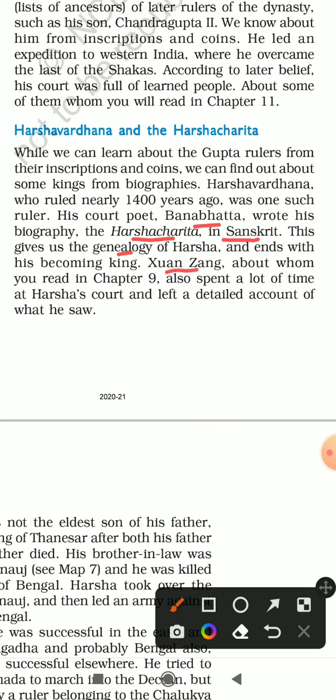Xuan Zhang, about whom we read in chapter 9, also spent a lot of time at Harsha's court and left a detailed account of what he saw. So, apart from getting information from Harshacharita, we also get information about King Harshavardhana from the accounts of Xuan Zhang, who came from China to India.